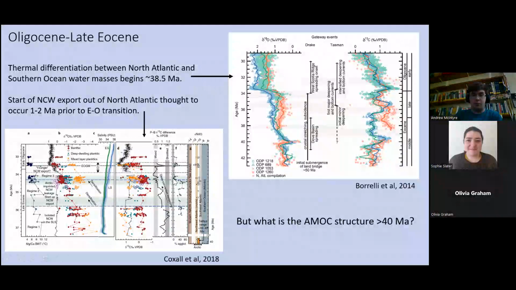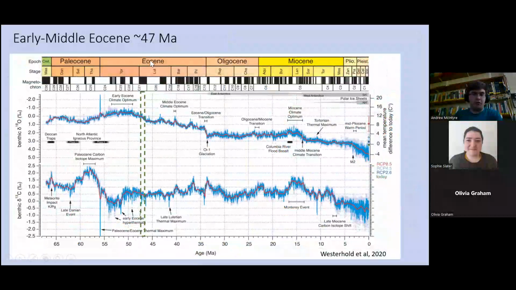So I've given you a little summary of the state of the art, but what do we know about the AMOC structure greater than 40 million years ago? And the quick answer is not very much, but I'm going to be showing the research that I'm contributing to this. So during my PhD, I focused in on the early Middle Eocene, so around 47 million years ago.